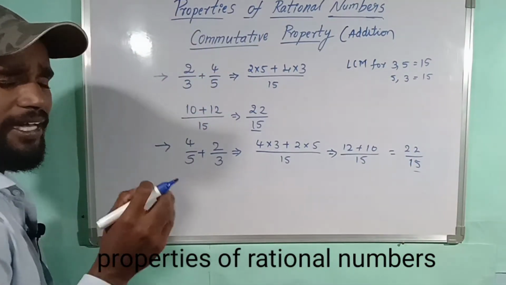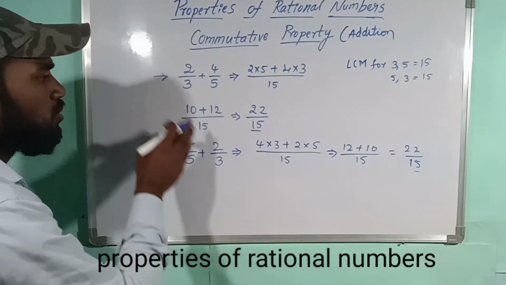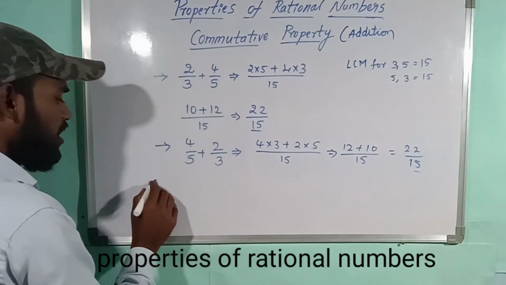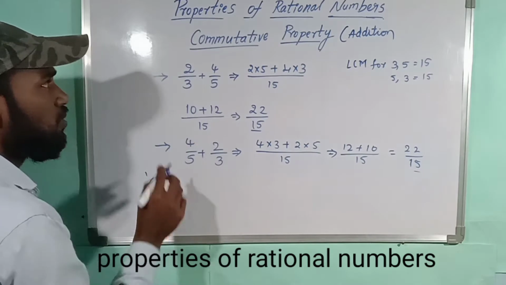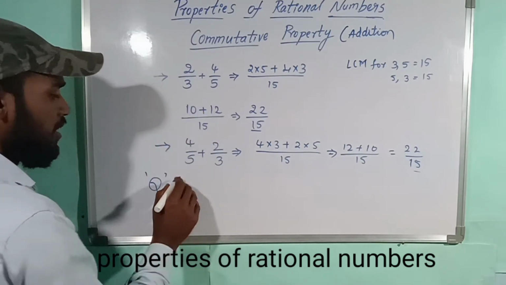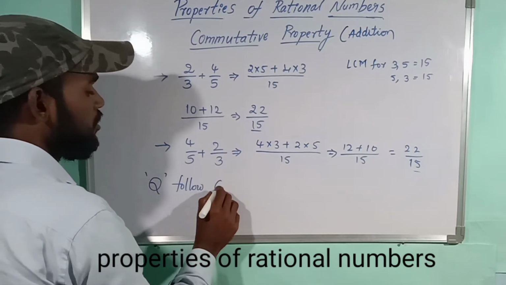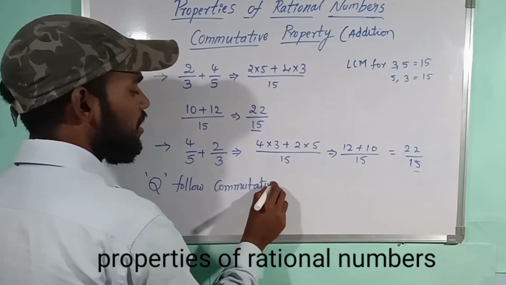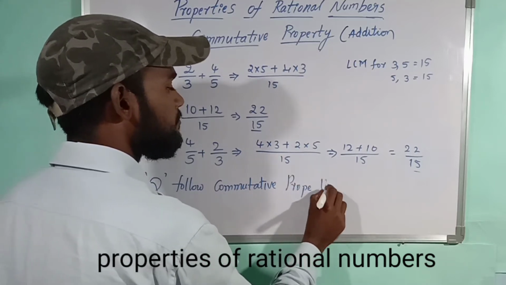You can take any two rational numbers and add them, and they both satisfy this. Q stands for rational numbers. Rational numbers follow the commutative property under addition. Commutative property under addition.